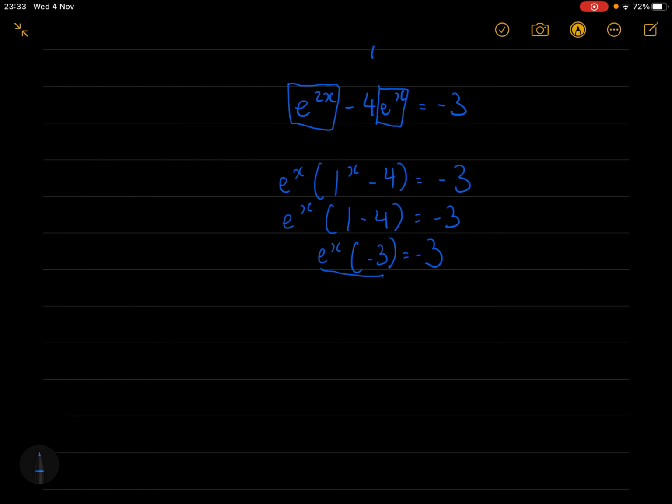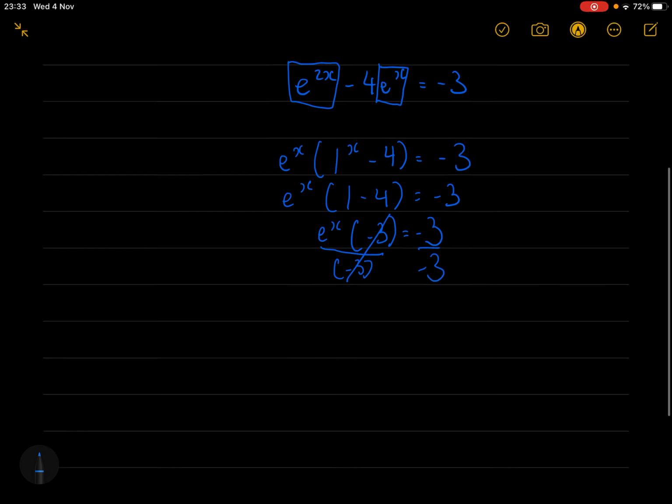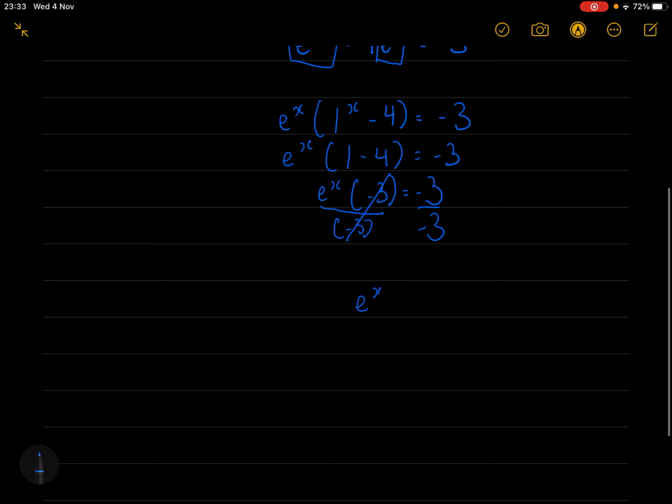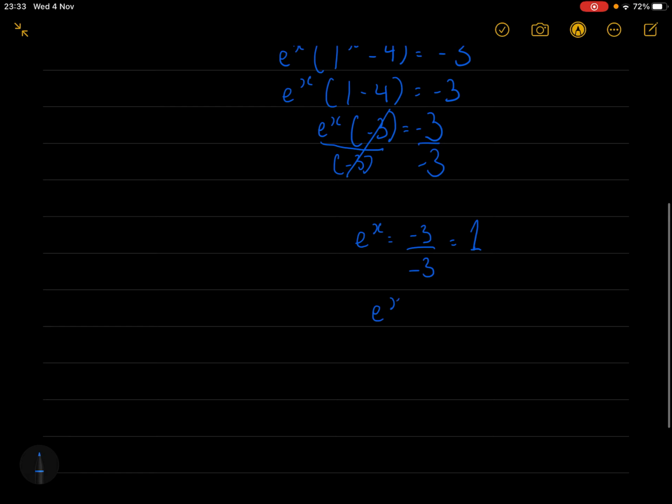Now what we're going to do is divide both sides by negative 3 so that we can get rid of the negative 3 as it doesn't have x in it. So e to the power of x equals negative 3 divided by negative 3. Negative 3 divided by negative 3 is equal to 1. So e to the power of x is equal to 1.